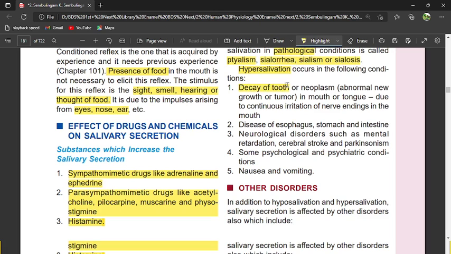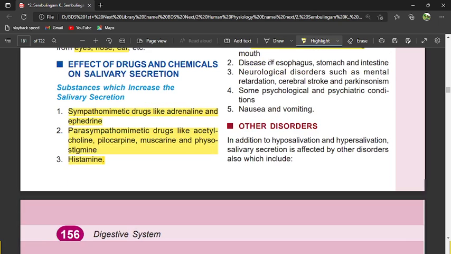So decayed tooth or neoplasm, the abnormal new growth of tumor in the mouth or the tongue, due to the continuous irritation of the nerve endings of your mouth. Next is disease of esophagus, stomach and intestine. Next is neurological disorders such as mental retardation, cerebral stroke, Parkinson's, some psychological and psychiatric conditions also. What you are getting as an MCQ point is nausea and vomiting, right?